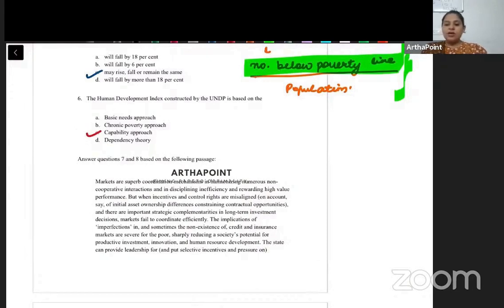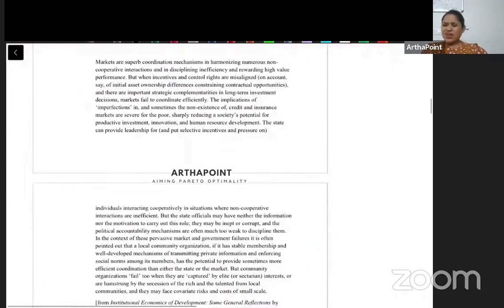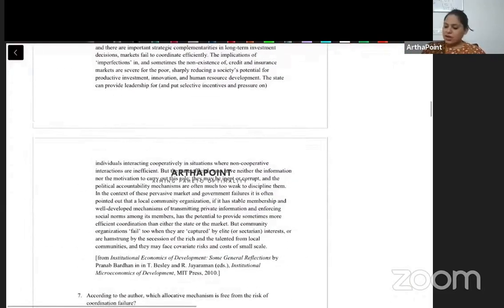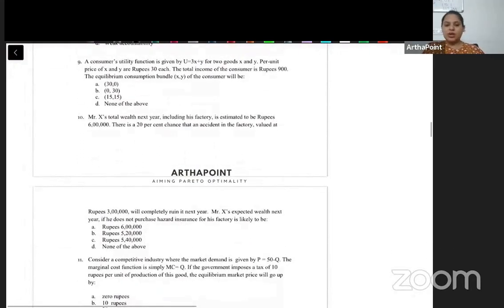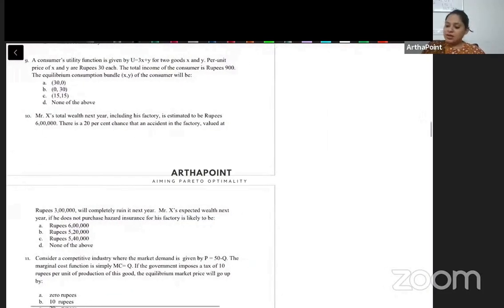Okay, come further. I am not doing question 7 and 8. This is a paragraph. You can just read through it and do these questions. I'll come to question 9 now. Okay, so come to question number 9. A consumer's utility function is given by u is equal to 3x plus y. So what will be MRS?